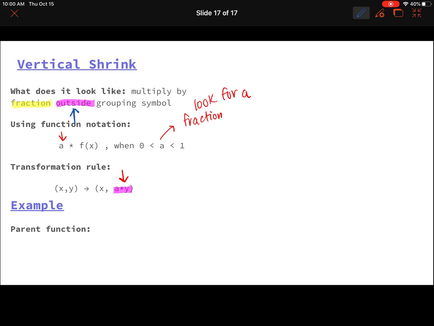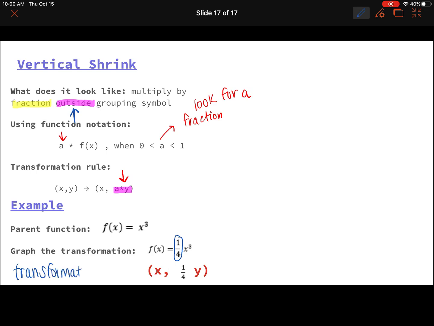Now, my example. My parent function that I'm using is f of x equals x cubed. So this is a cubic function. Now, it's going to be a little difficult, but I don't want you guys to freak out, okay? So we are still inside, and the number we are using is 1/4. So my new transformation rule is we are going to multiply our y by 1/4.